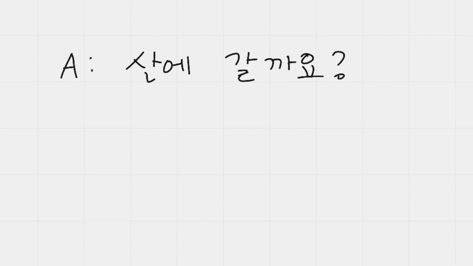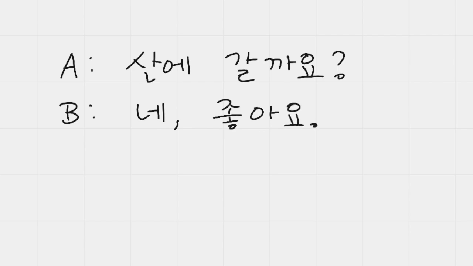So, conversation, let's go over what this is about. A person, 산에 갈까요? And 산 is mountain. And then 가요 ending, we just learned that today. So shall we go to the mountain? 산에 갈까요? And then B person. 네. 좋아요. Yes, that's good. That's fine.